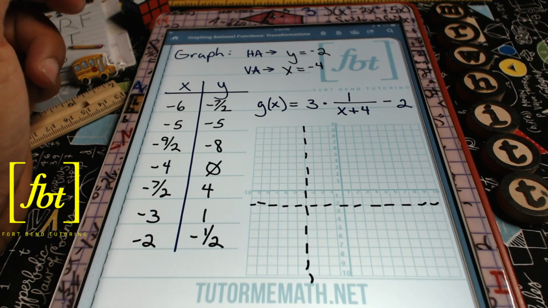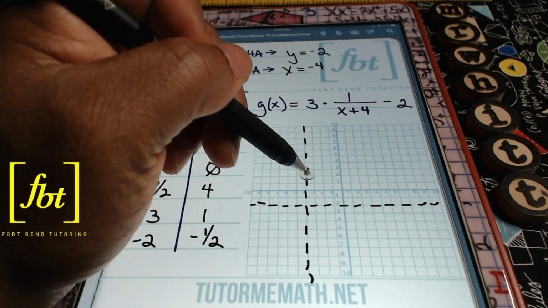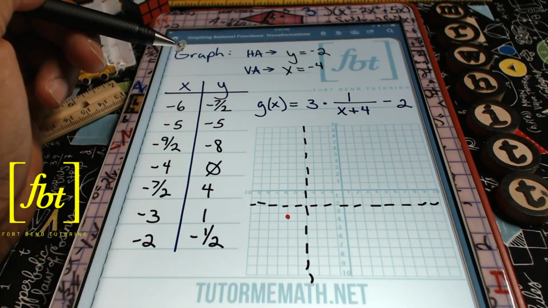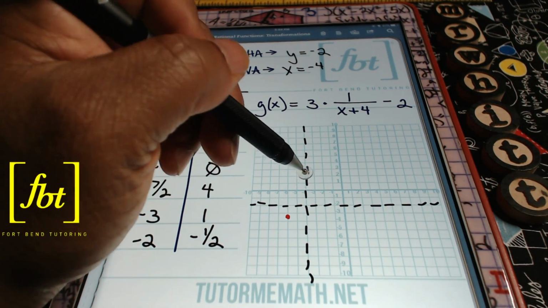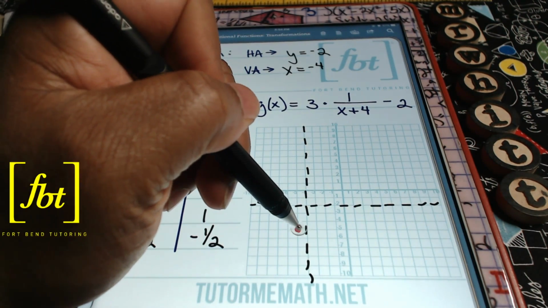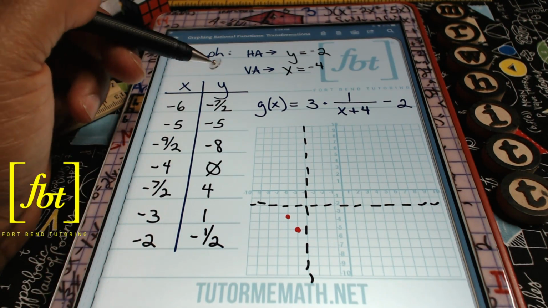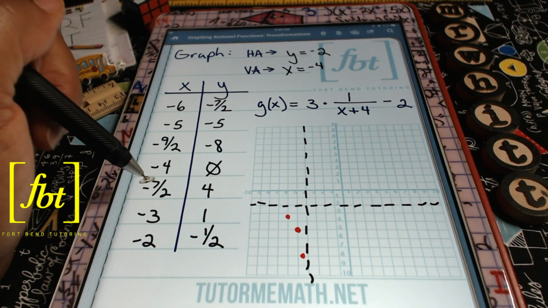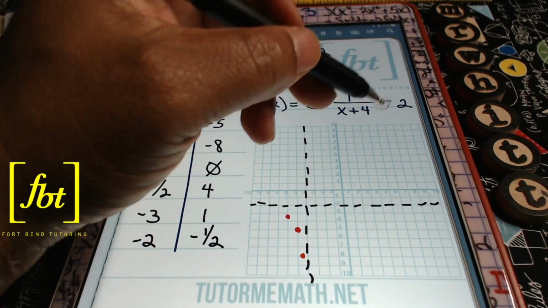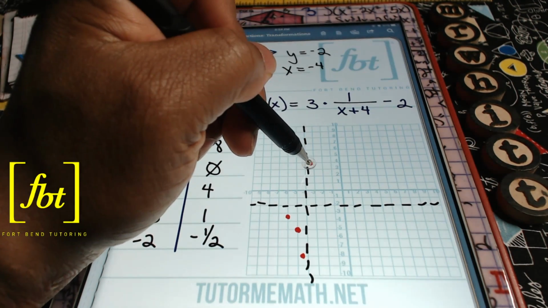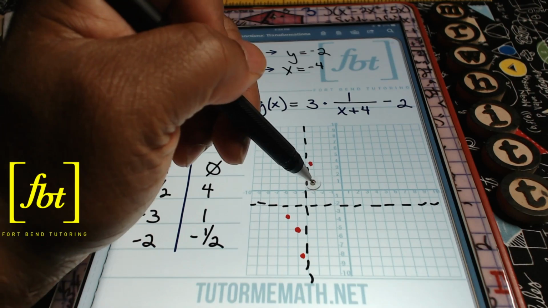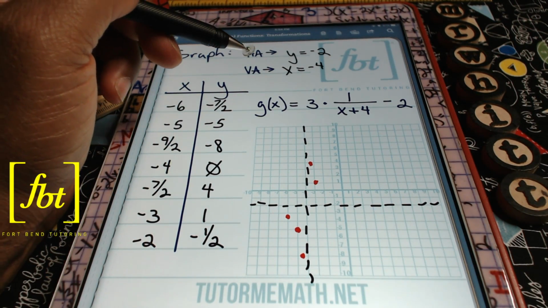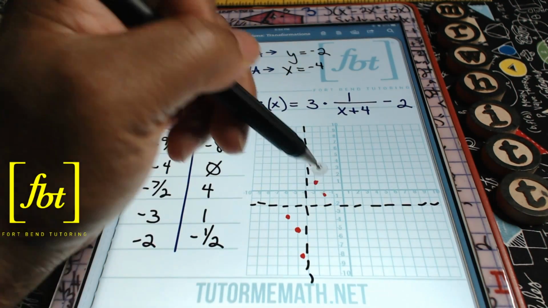Our first point is going to be at negative 6, negative 3.5. So negative 6, negative 3.5 is a point right here. Then we have a point at negative 5, negative 5. Negative 5, negative 5 is here. And then we have a point at negative 4.5, negative 8. So negative 4.5, negative 8 is a point here. Next, we'll be looking at negative 3.5, 4. So negative 3.5, 4 gives us a point right here. We also have negative 3, 1. Negative 3, 1 gives us a point right here. And we also have a point at negative 2, negative 1/2. Negative 2, negative 1/2 is here.